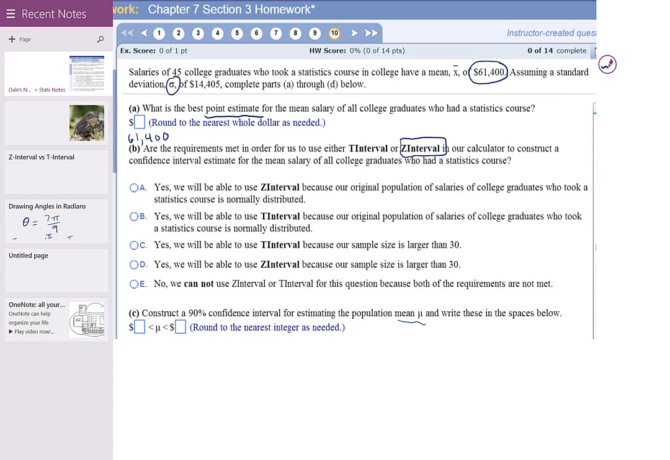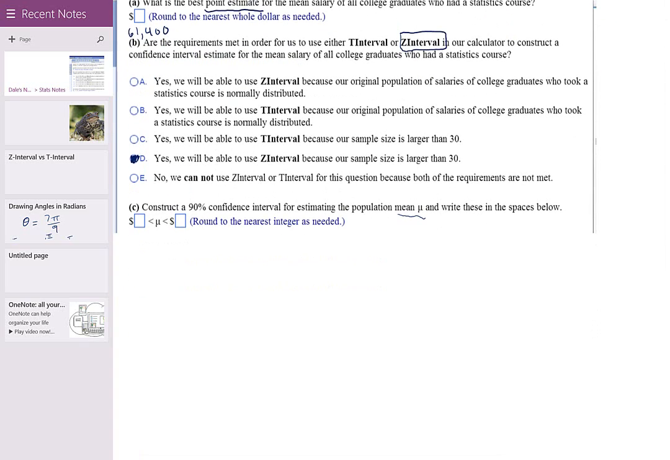Let's look at the other one down below on D. Yes, we'll be able to use the z-interval because sample size is larger than 30. We have salaries of 45 college graduates, so this will be the answer you pick on this one, the D bubble. Okay, last, it says construct a 90% confidence interval. Make sure you keep in mind the 90%. Estimating the population mean mu, and write these in the space below.